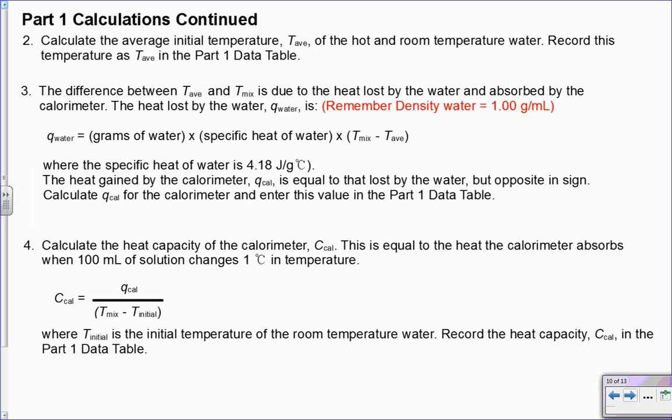Now that we've got our graphs, we get all of our T-mixes, we can actually get into doing our calculations to prove Hess's law. So number 2, calculate the average temperature. Well, we got two temperatures, the hot and the cold, they're the room temperature.